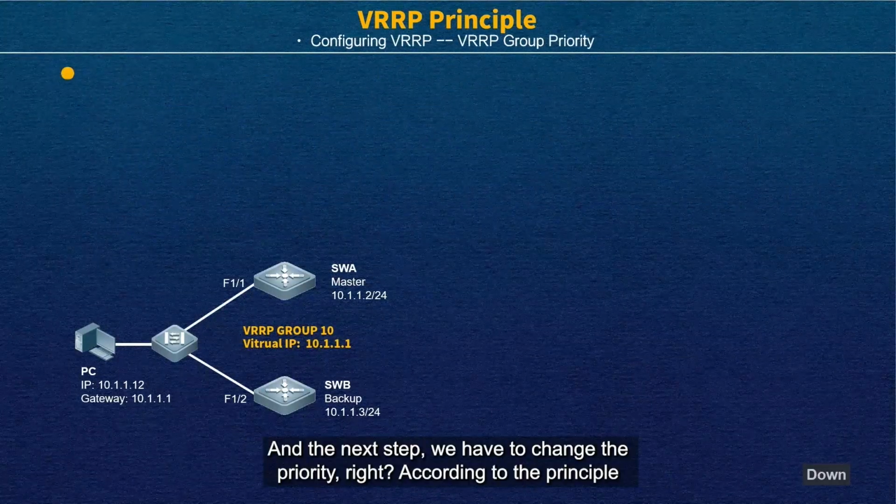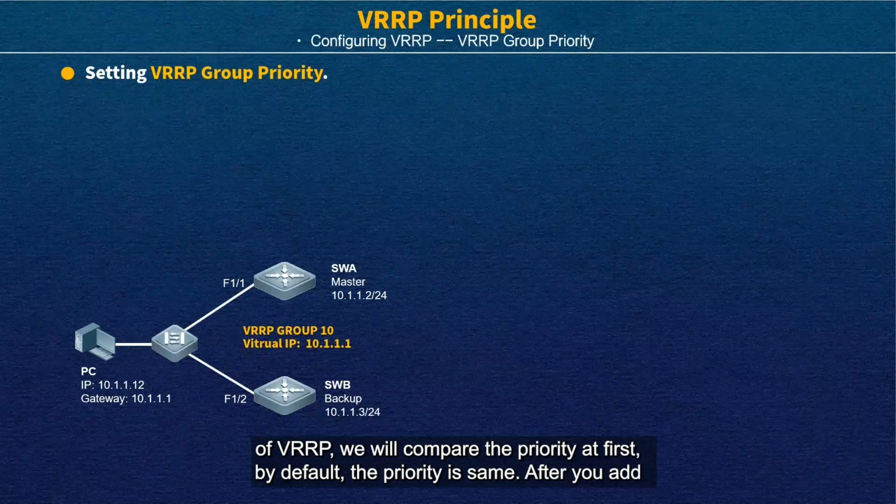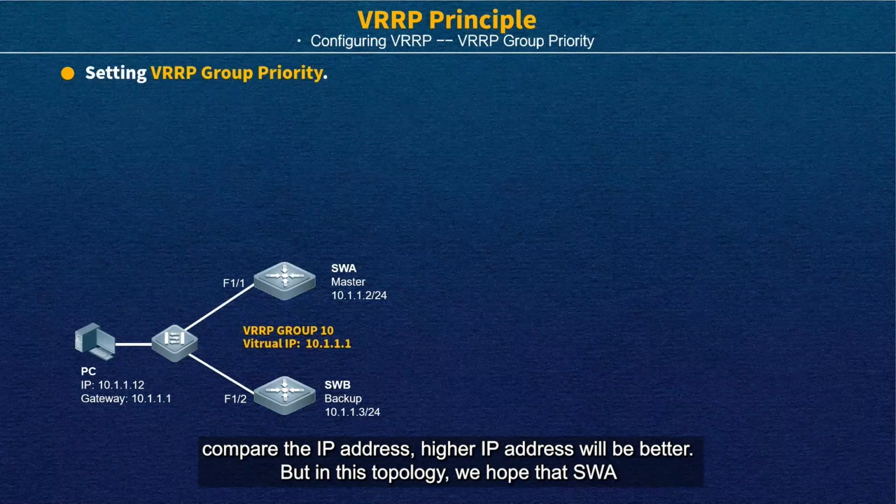And for the next step, we have to change the priority, right? According to the principle of VRRP, we compare the priority first. By default, the priority is the same. After you add the VRRP group, they use the default priority of 100. So if the priority is the same, we continue to compare the IP address. The higher IP address is better.